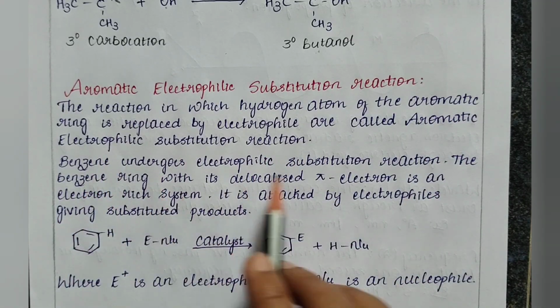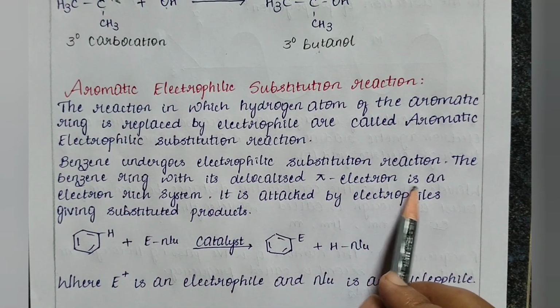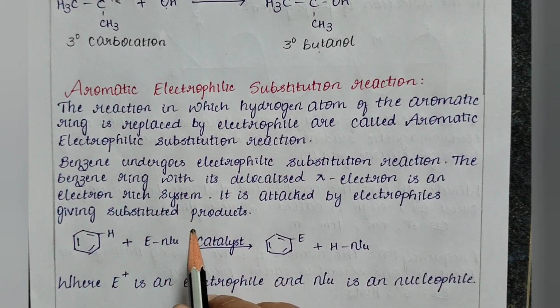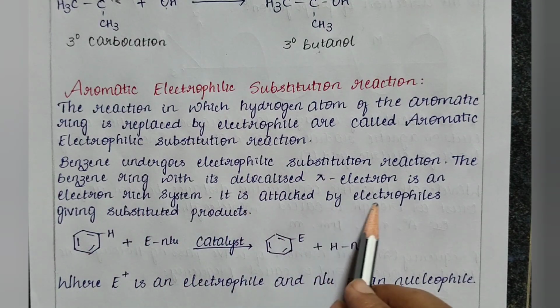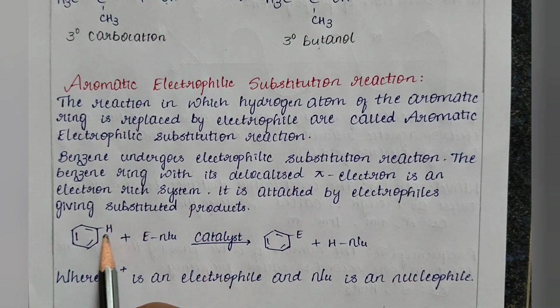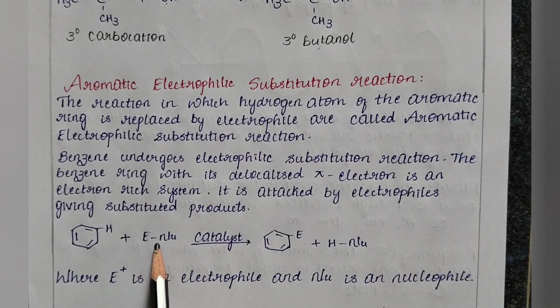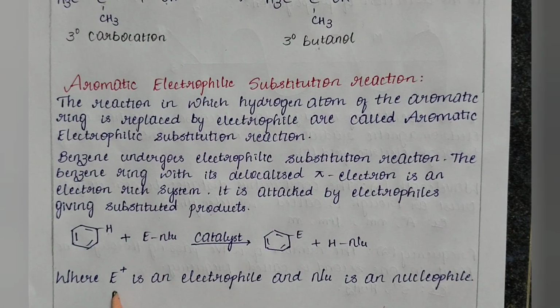When benzene undergoes electrophilic substitution reaction, the benzene ring with its delocalized pi electrons is an electron-rich system. As we know, benzene obeys the Huckel rule, which has 6 pi electrons, that is 4n plus 2 pi electrons. So these electrons are used in delocalization, and it is attacked by an electrophile, giving rise to a substituted product. Here, if we see, there is one hydrogen atom. We know there are hydrogen atoms on all carbons, but for the sake of example, we'll consider one hydrogen atom here. When this one hydrogen atom is substituted by an electrophile, we are generalizing the reaction, hence written as E-Nu. Here we can see E plus is an electrophile and Nu is represented as a nucleophile.